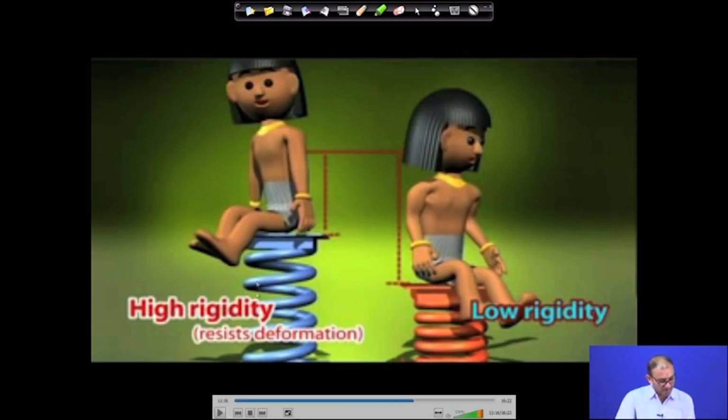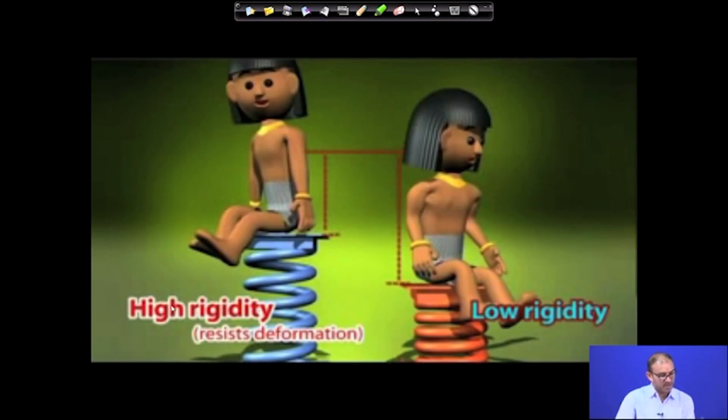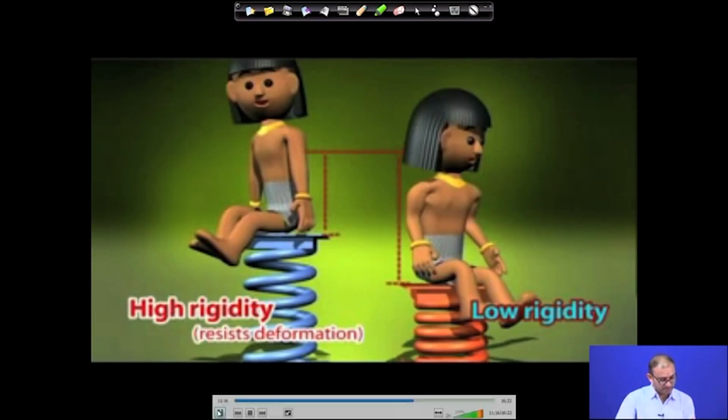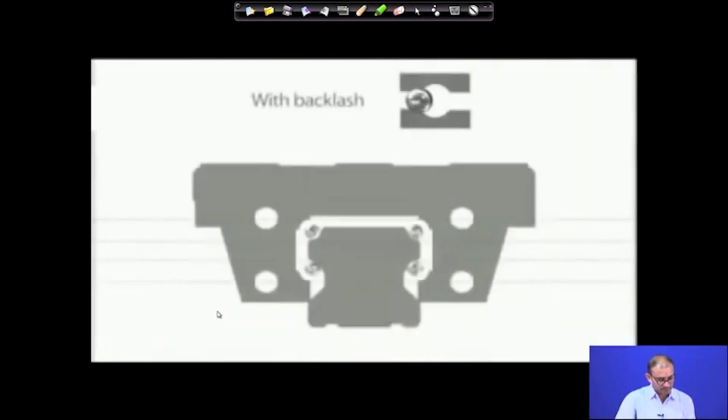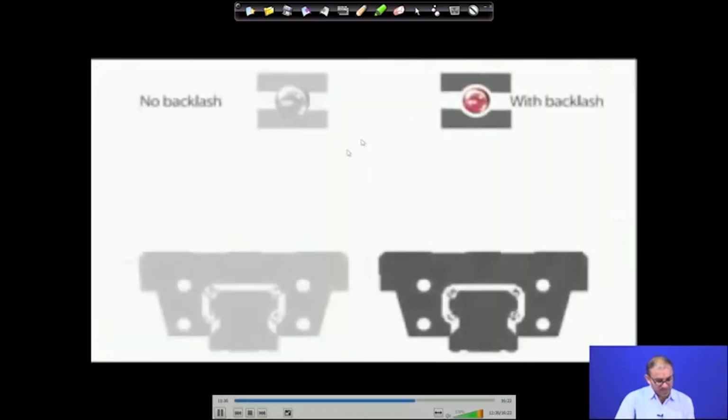If your guideways and other elements are not able to resist those forces and they deform, that means your machine has low rigidity. If they do not deform, but act against these external forces, then we can consider it as high rigidity. So, now this is considered the backlash.